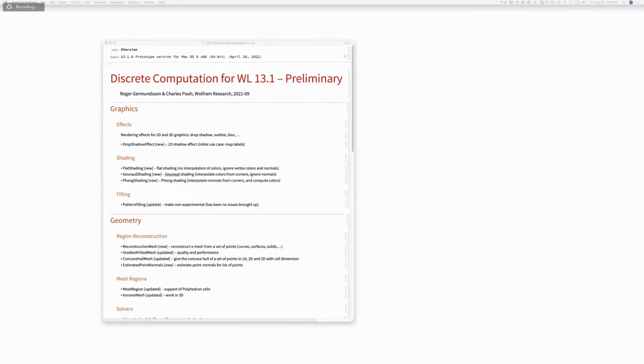Okay, hello everyone. We are continuing our season of design reviews for version 13.1 of Wolfram Language, and we are looking at, well, it isn't really discrete computation, but it's graphics and geometry and so on. And I think we'd gotten through effects and shading, and we're now on to filling.